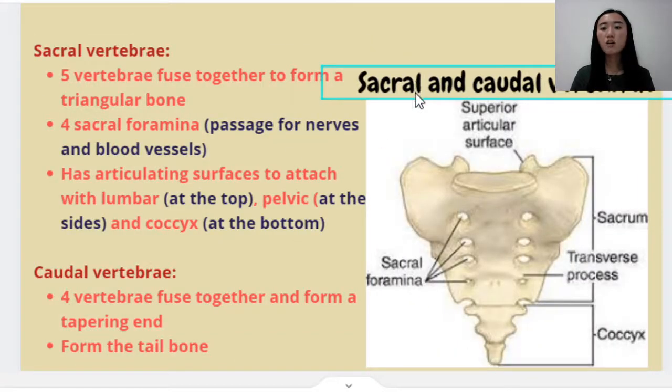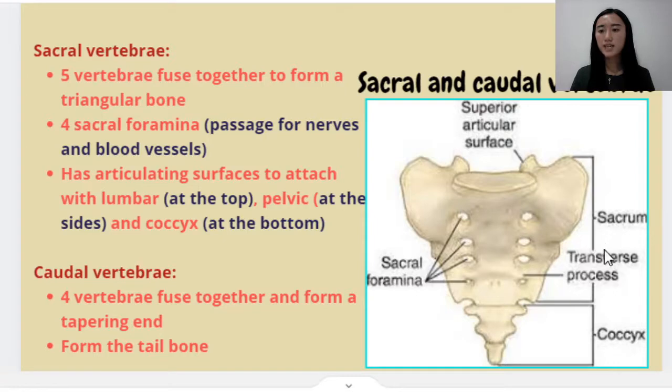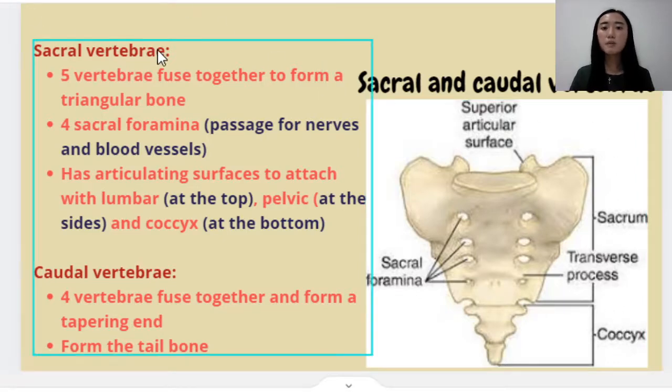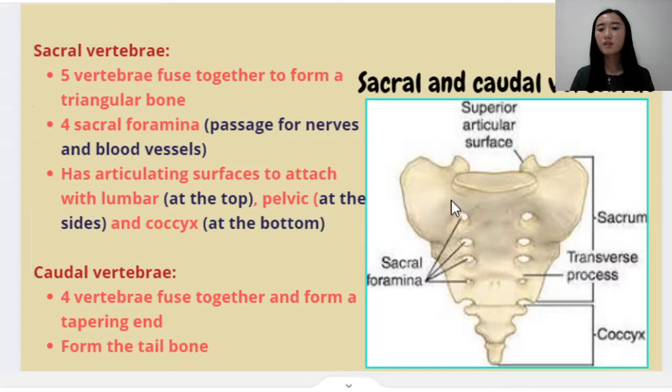Then the lowest part of the human vertebral column will be the sacral and caudal vertebrae. The sacral vertebra consists of the sacrum, and the caudal vertebra consists of the coccyx. The sacral vertebra has 5 vertebrae fused together to form a triangular bone. There are also 4 sacral foramina.